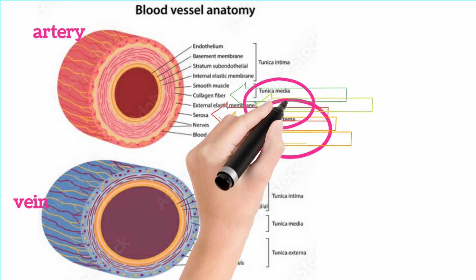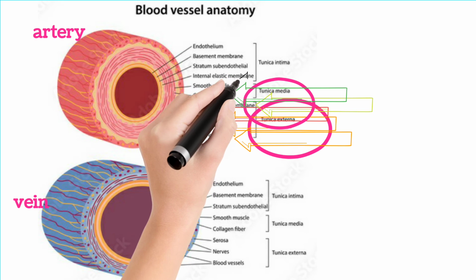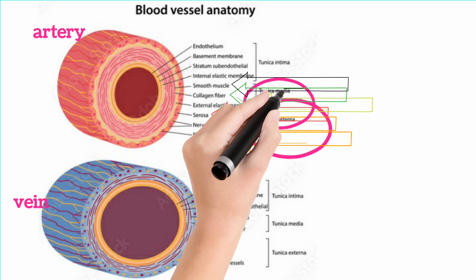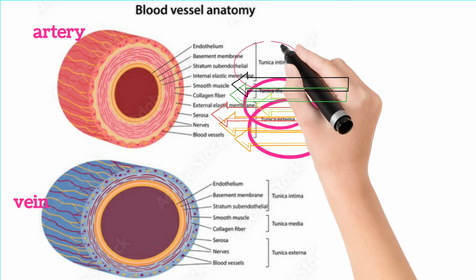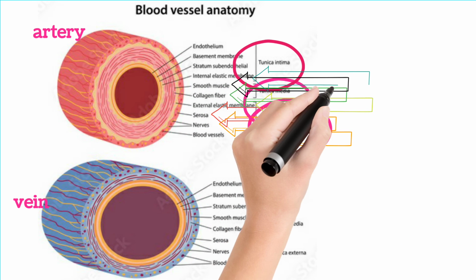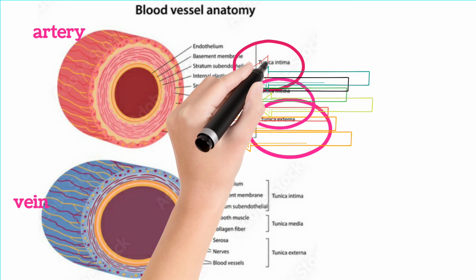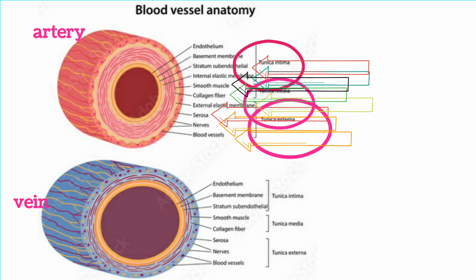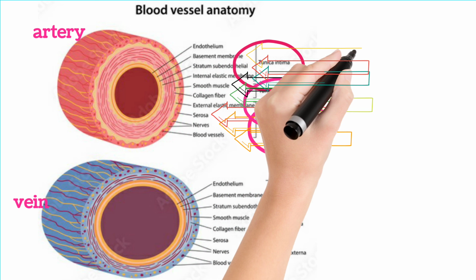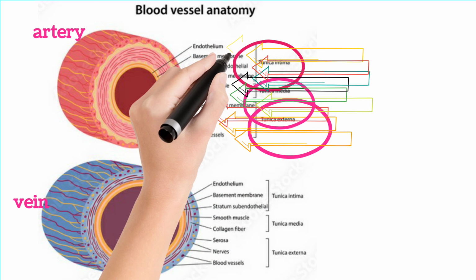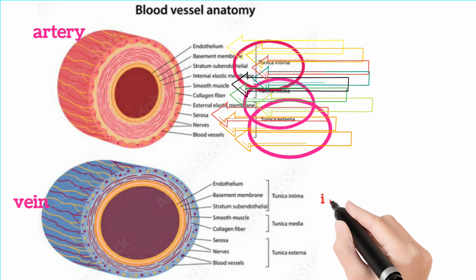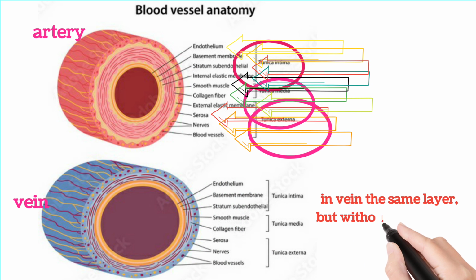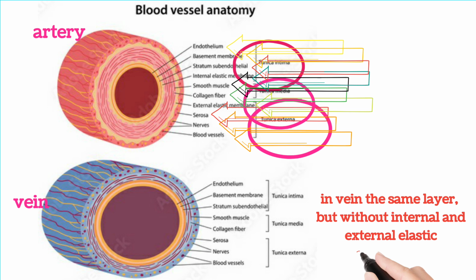Second layer called tunica media, composed of collagen fibers and smooth muscle. Third layer is the inner layer, tunica intima, composed of the internal elastic membrane as a layer separated from tunica media, the subendothelial layer, also basement membrane, and endothelium. In veins the layers are the same, but without internal and external elastic membranes.